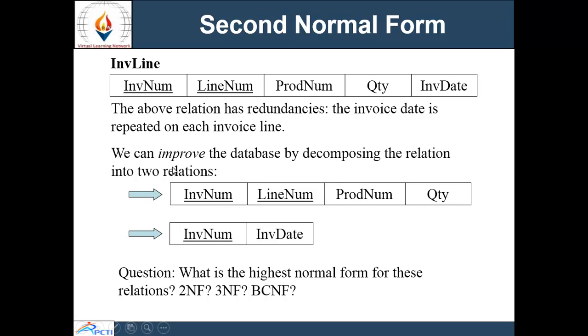To achieve the second normal form, we can improve this database by decomposing the relation into 2 relations. One contains invoice number, line number, product number and quantity, and the second relation contains invoice number and invoice date. That is invoice number and invoice date, because invoice date is non-key which is dependent partially on the invoice number.